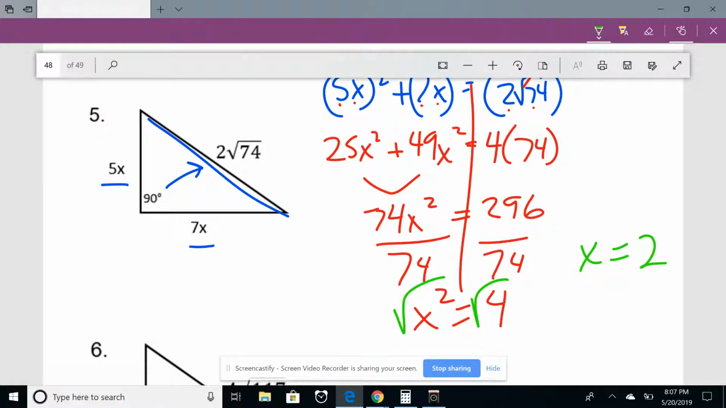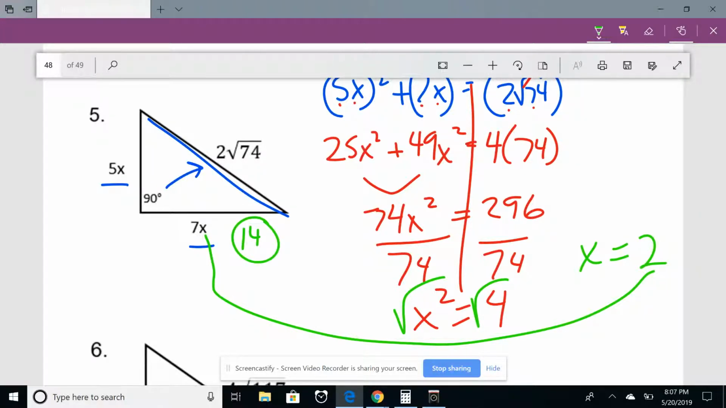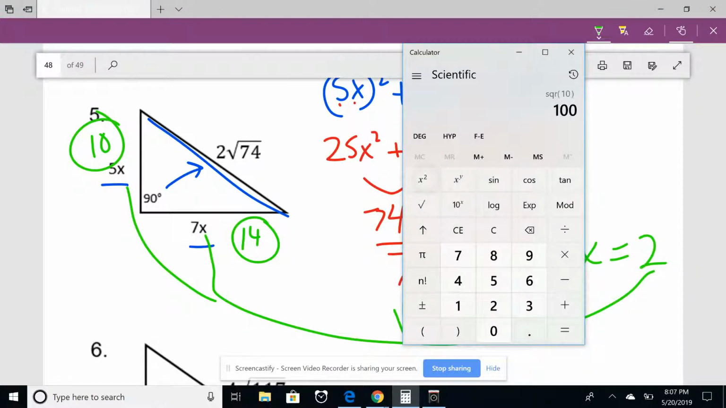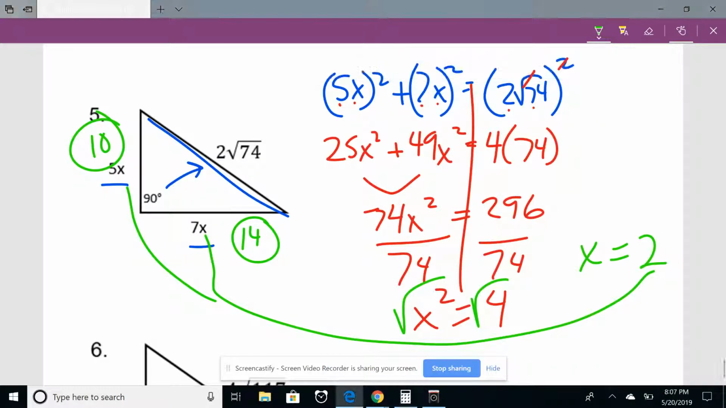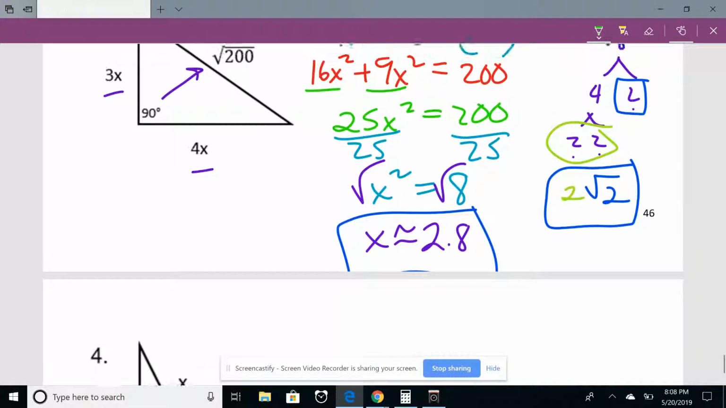Now, one thing I forgot to do in the last problem, you have to plug it in to figure out the length of the side. So 7 times 2 is 14. 5 times 2 is 10. Double check our work. We could do 10 squared plus 14 squared is 296, which is this number right here. Look at that.